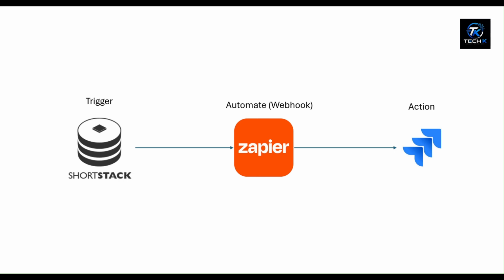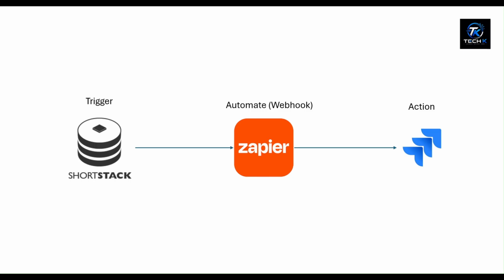Back to my channel. So today we are going to understand a use case where we automate ShortStack with Jira with the help of Zapier. Zapier is an automation tool. With the help of Webhook, we will be integrating these two platforms because ShortStack or Jira, either of it, don't have their direct integrations. But we want to receive the ShortStack responses into Jira tickets. So that is the use case which we have here.